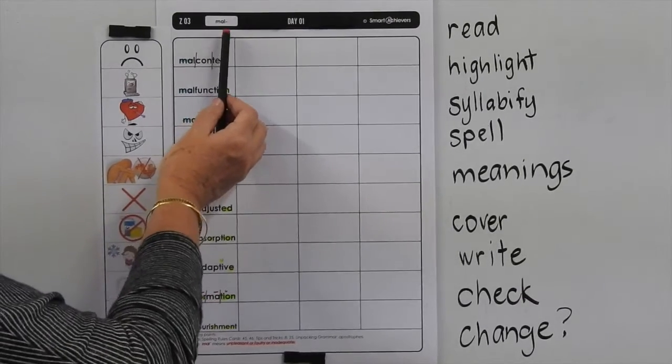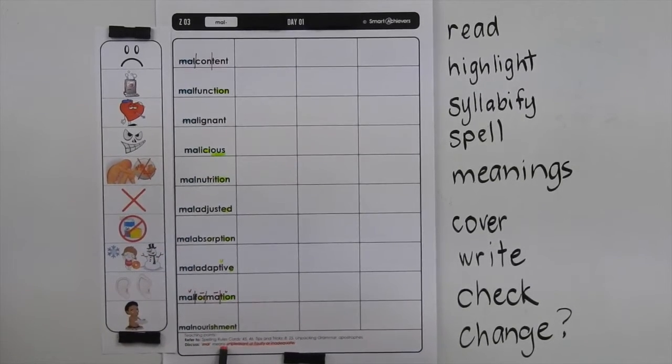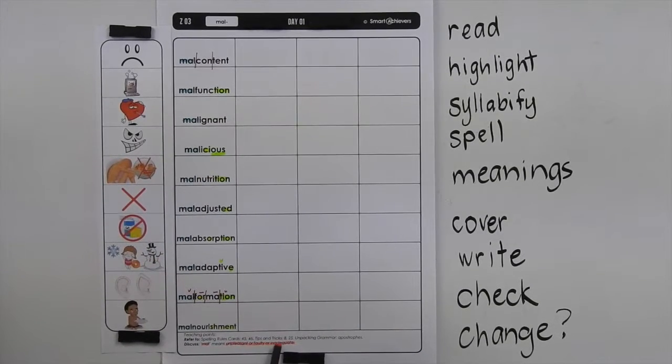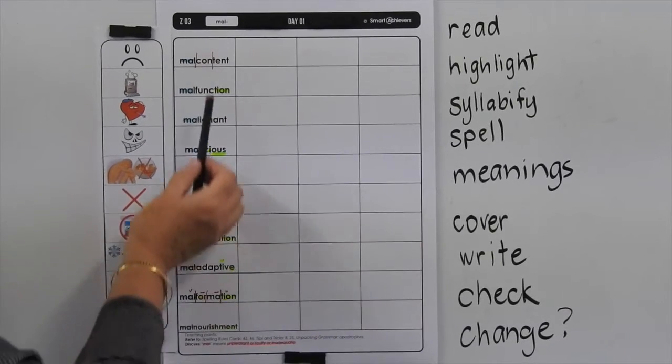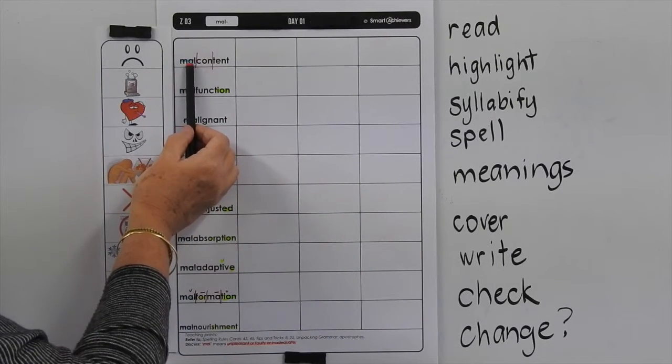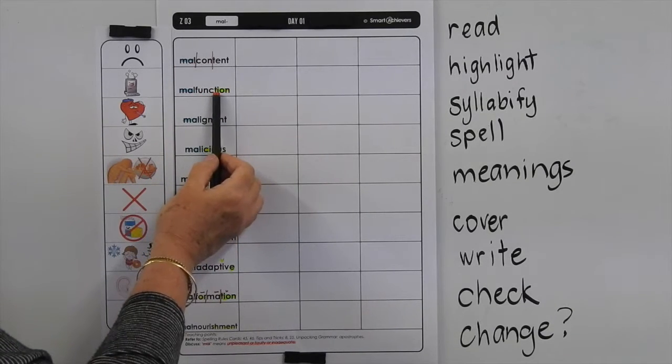This list has the prefix mal at the start of each of the words, and mal means unpleasant or faulty or inadequate. So go through and read each of those words, then go through and highlight the prefix, and anything else that you can see in these words that may help you spell them.